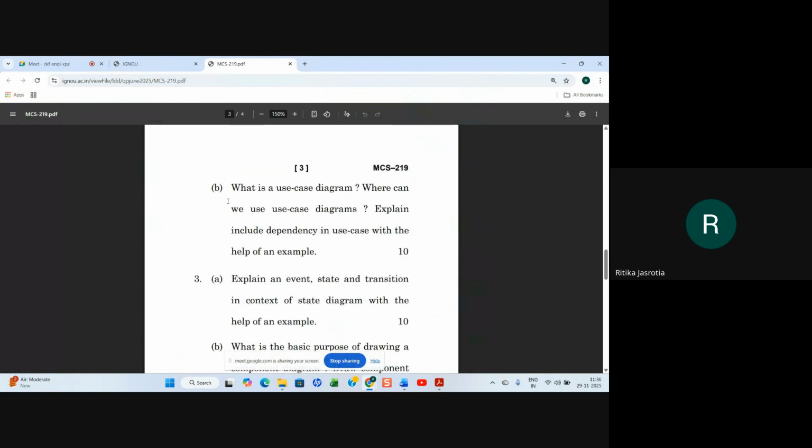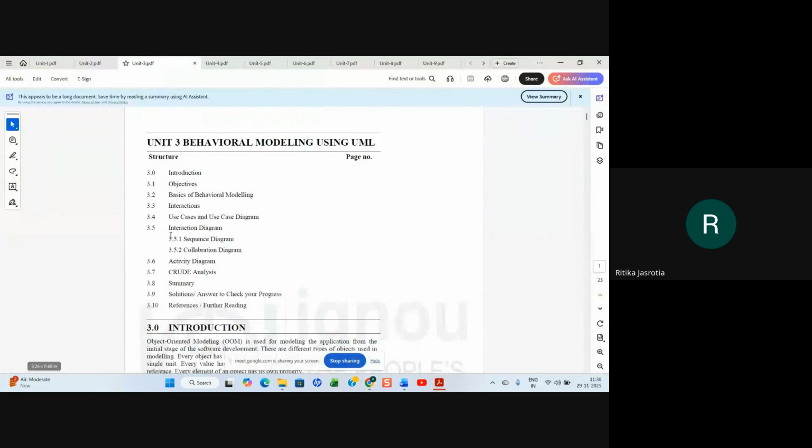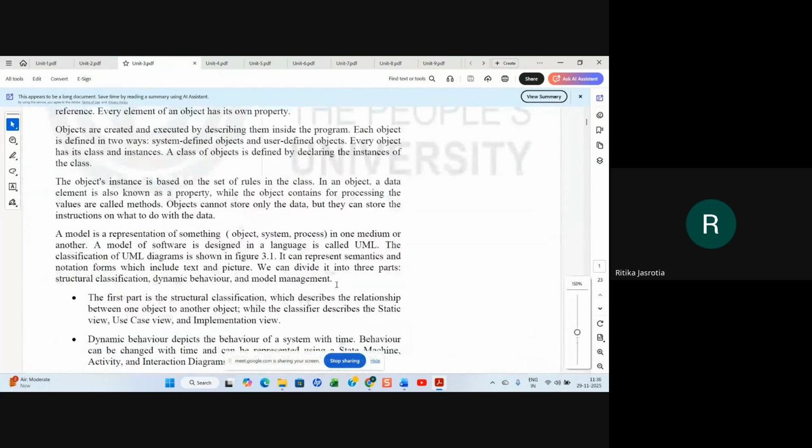Then next, B is, what is a use case diagram? Where can we use a use case diagram? Explain the include dependency in use case with the help of an example. So if we are talking about a use case diagram, this Block 1 Unit 3 is talking about use case diagrams. So you will go through that.